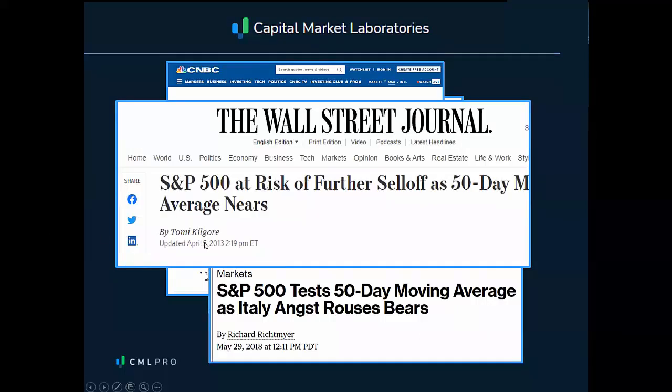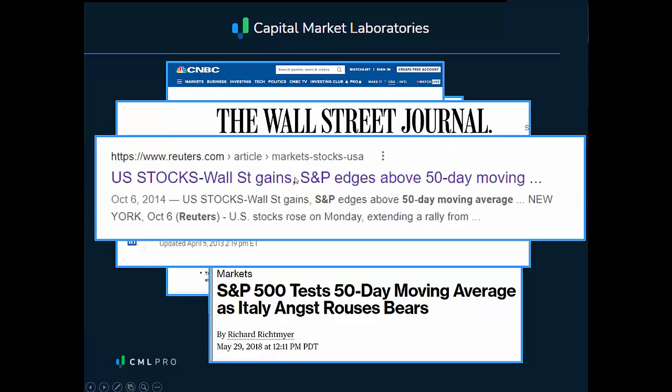The Wall Street Journal. This is in 2013, right? S&P 500 at risk of further sell-off as the 50-day moving average nears. I had to cut that off. Reuters: S&P edges above the 50-day moving average. This is in 2014. I'm choosing dates all around the place, right?